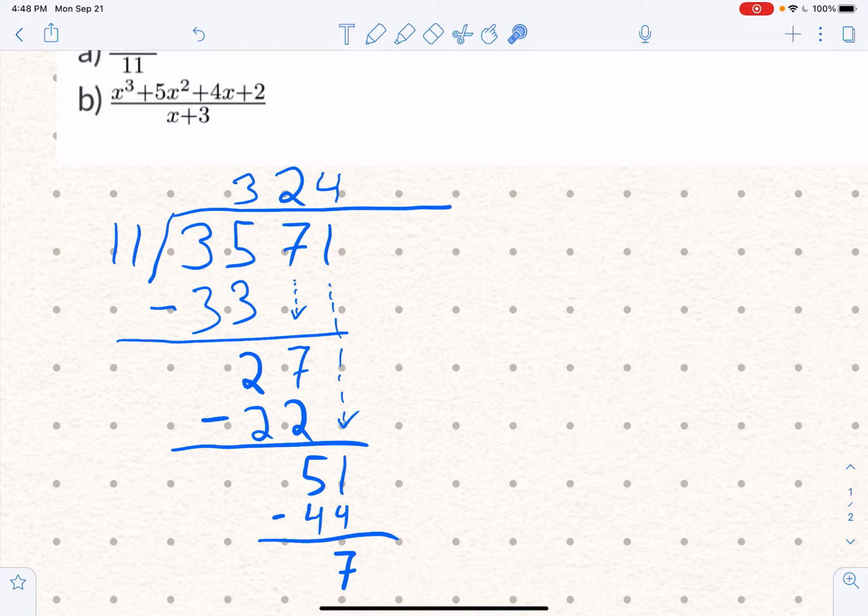But we are just interested in division and remainder. So we have now said that 11 goes into 3,571 324 times, and there's a remainder of 7.